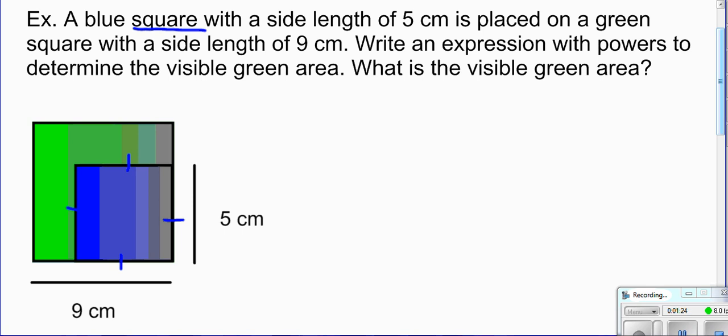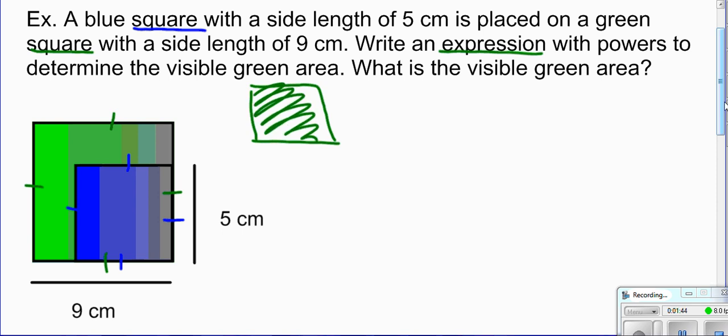So again, we have a square with side lengths of 9 centimeters. So 9 by 9 by 9 by 9. We want an expression with powers that determines the visible green area. So basically, we started with a green square. Okay, we had a bigger green area, and then we put on a smaller blue area, and so we're going to have less green area left. So I hope you notice that this is a subtraction question.